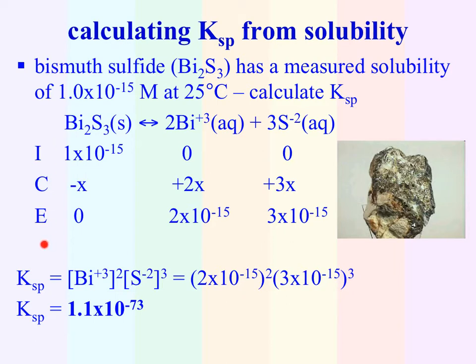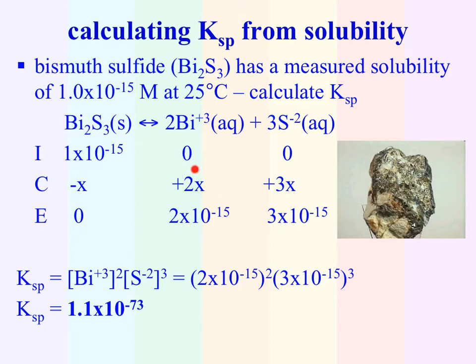Okay, we set up our ICE table. We put our initial concentration of our ionic compound and corresponding ions. Notice that we indicate the changes. Remember, 2x and 3x are coming from those coefficients. We're also assuming that this process is going to go to completion, right? So if x is equal to the difference between these two values, you're going to end up with 1 × 10⁻¹⁵.